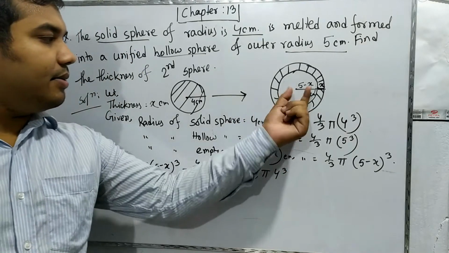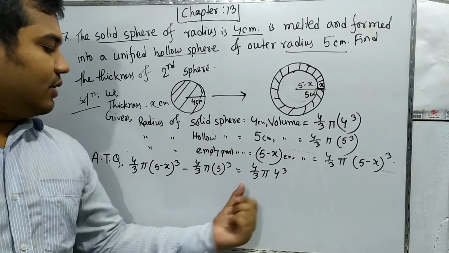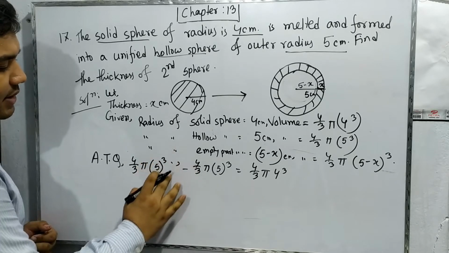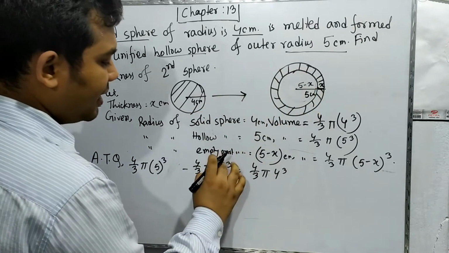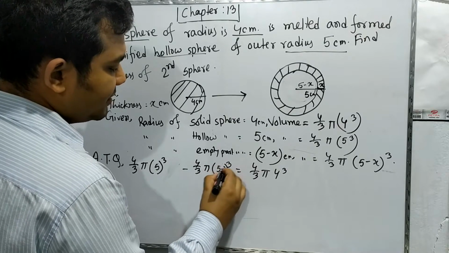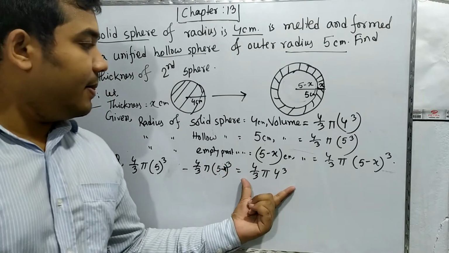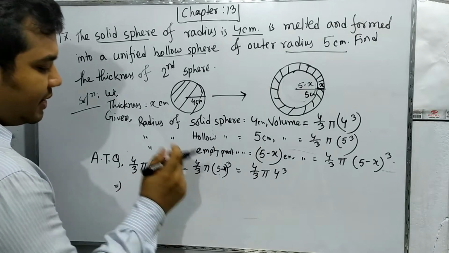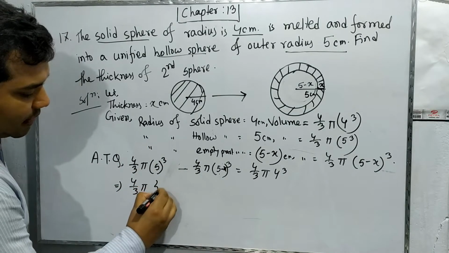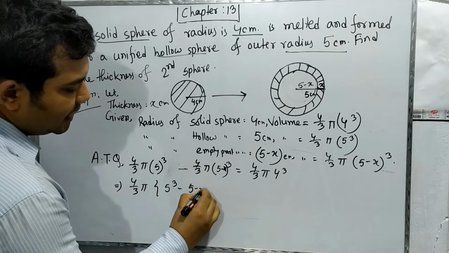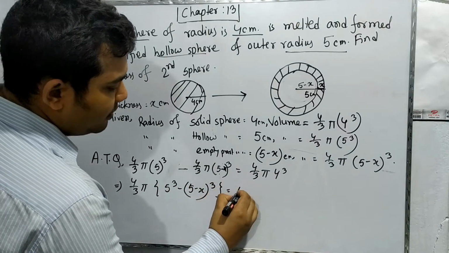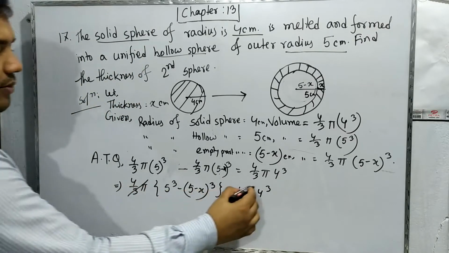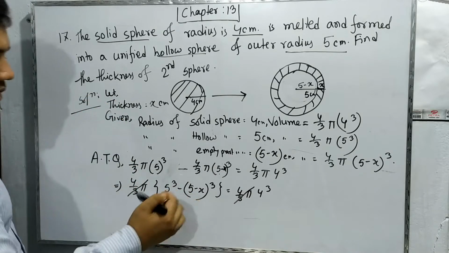Okay, total part minus the empty part equals the solid part. Oh sorry, you are right, it is not the total part. The total part is this, the empty part is 5 minus x, and our solid part is this. You are right, thank you. So 4 by 3, if we take it as common, then it will be 5 cube minus 5 minus x whole cube equals 4 by 3 pi into 4 cube. 4 by 3 pi cancels, so just this will remain here.